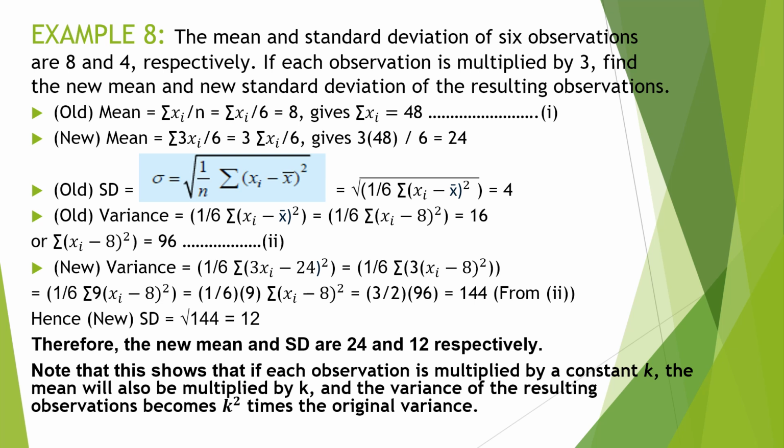So now note this very carefully. We have seen this observation that if each observation is multiplied by a constant k, the mean will be multiplied by k and the variance will become k square times the original variance. What was the original variance? 4 square, which is 16. Multiply that by 3 square, which is 9. So 16 into 9, 144. New variance has become 144.